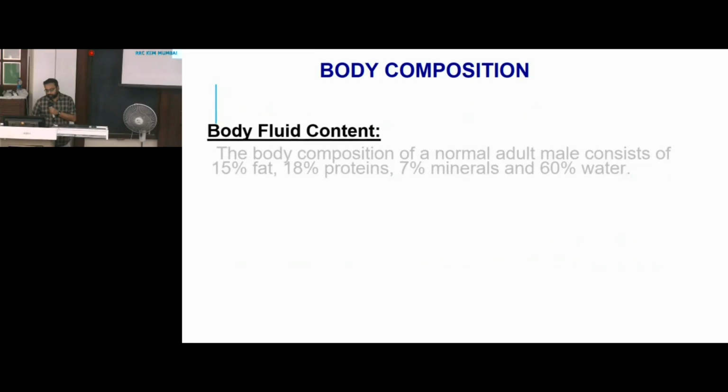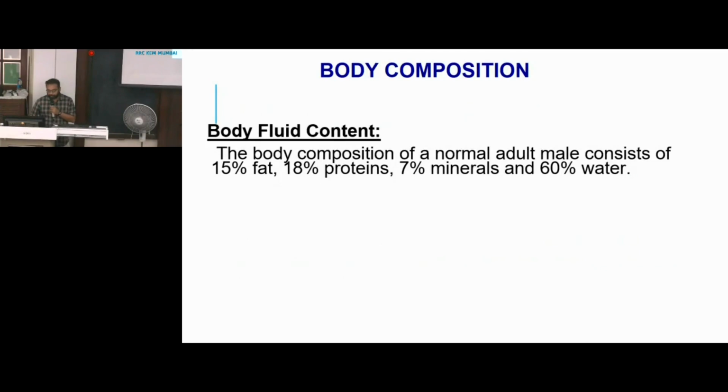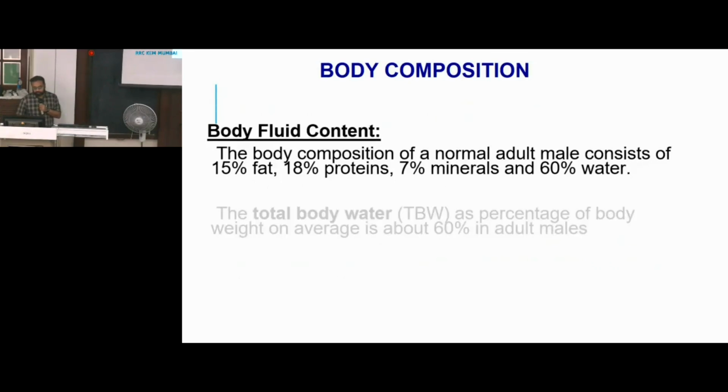So suppose a person's body weight is around 70 kg. The body composition of a normal adult male consists of 15% fat, 18% protein, 7% mineral, and 60% water. That means if a person is 70 kg body weight, how much will be water? 42 kg. What is the volume of 1 kg of water? 1 liter. So in any person of 70 kg body weight, there will be around 42 kg of water, or 42 liters of water.